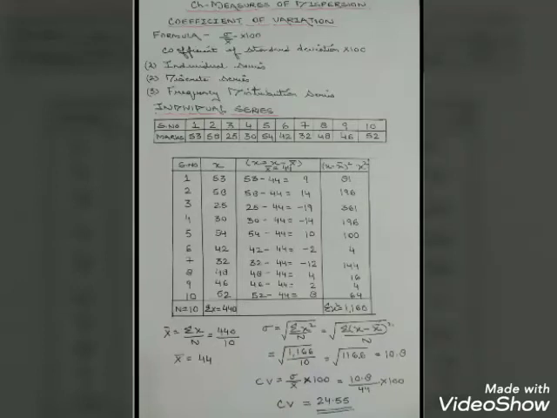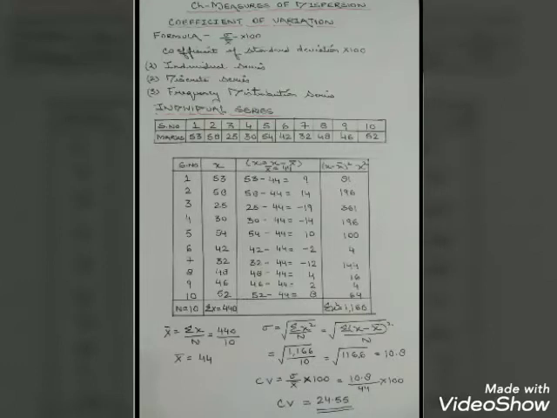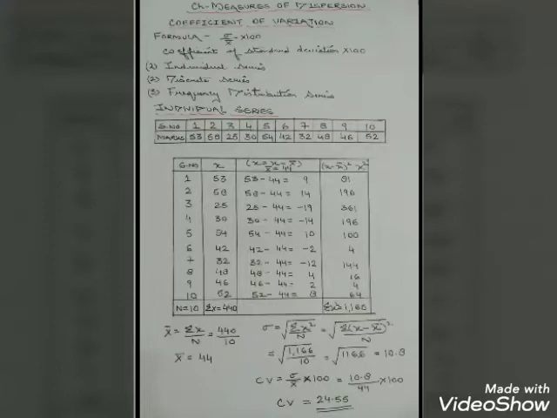So we subtract the mean 44 from 53, the value of X. So 53 minus 44 you get 9. Then 58 minus 44 you get 14. Then 25 minus 44 you get minus 19. Then 30 minus 44 you get minus 14. 54 minus 44 you get 10. 42 minus 44 you get minus 2. 32 minus 44 is minus 12. 48 minus 44 you get 4. 46 minus 44 you get 2. And 52 minus 44 you get 8.